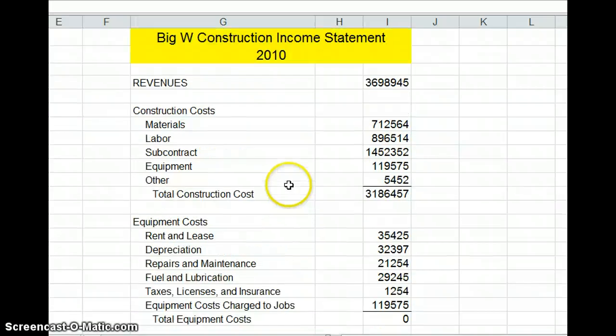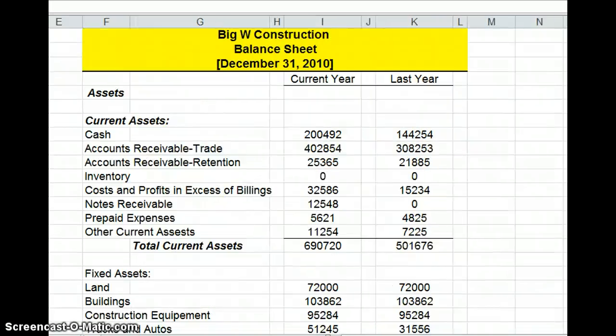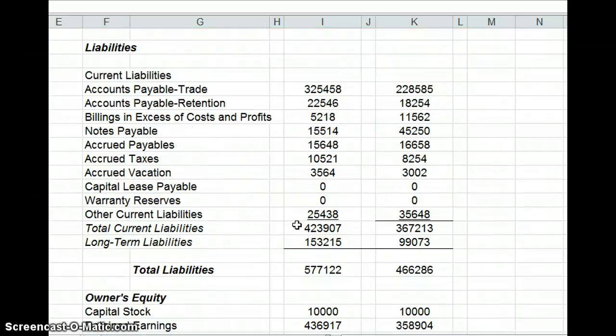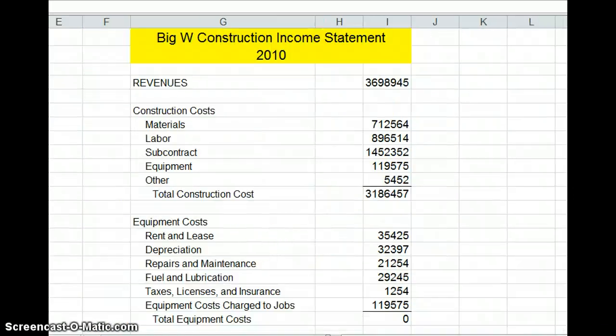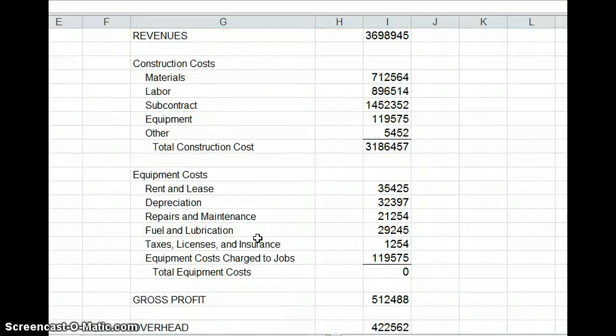However, these two statements give us a lot of information in terms of dollars and cents, and we already know that the balance sheet will give us the total assets as well as the total liabilities of the company, including the equity. The income statement will give us the total revenues and the total expenses, which include construction costs and equipment costs.